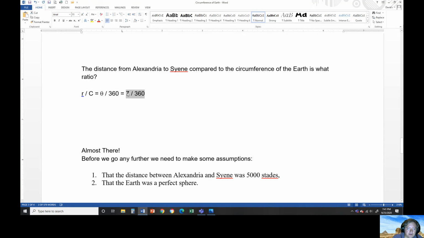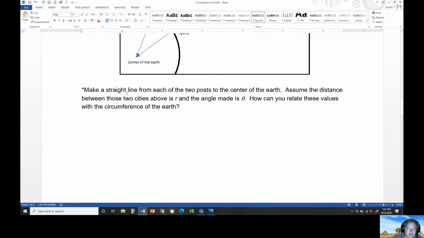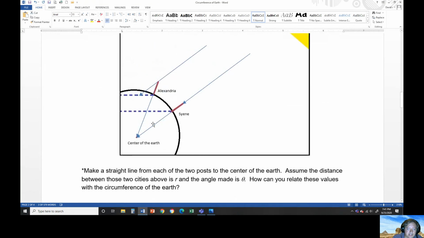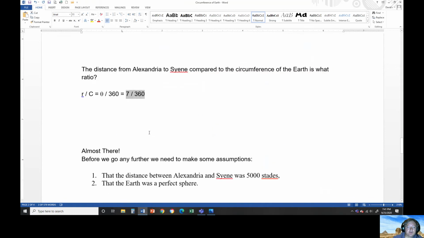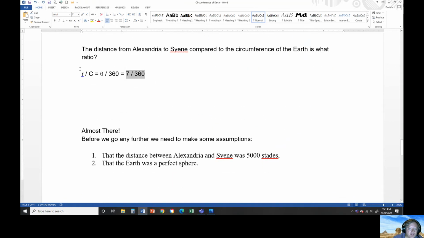The angle between Alexandria and Syene, that's 7 degrees. If I know this distance, I can figure out what ratio it is with the entire Earth. All this is just simple ratios. So now the trick is to figure out R. But here's the thing. They knew that.